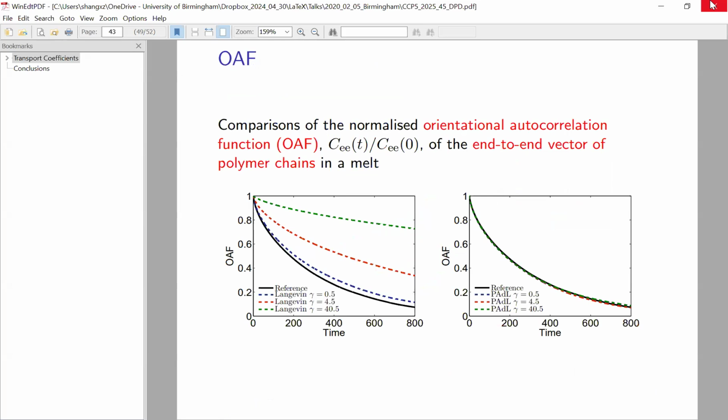And also quickly about this orientational autocorrelation function, OAF, which characterizes the relaxation of the polymer in a melt. What we are finding is that on the left, for a Langevin dynamics approach, the OAF will be close to the reference one only when the gamma is very small. But for the DPD or adaptive DPD, if we change the gamma value here, the OAF will always be very close to the reference. So this works really nicely.